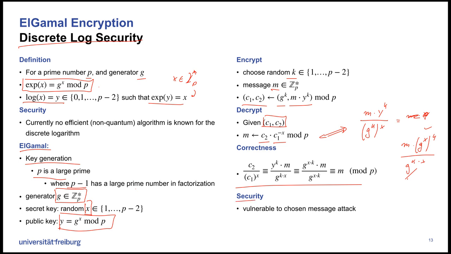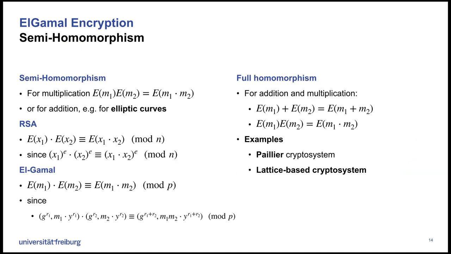So for security, we still have a problem that it's vulnerable to chosen message attack. So don't encode a message for somebody else, because you can do the same trick that we have seen in RSA. But if you do not do that, then you can prove that encoding and decoding a message is as secure as computing a discrete logarithm, which should be hard.